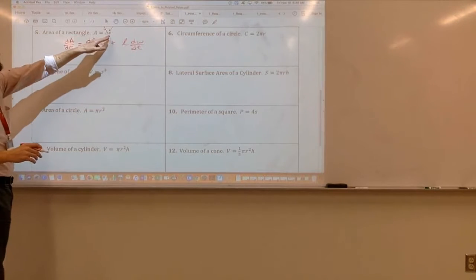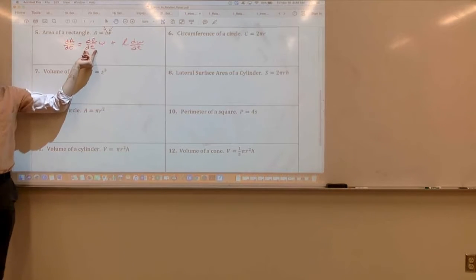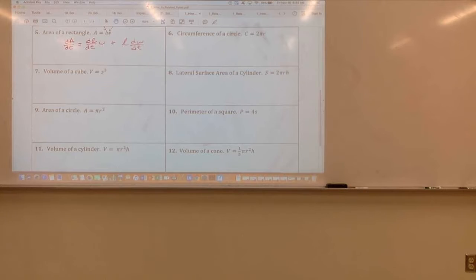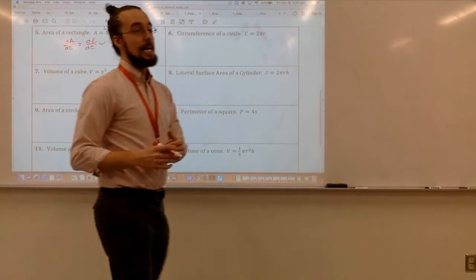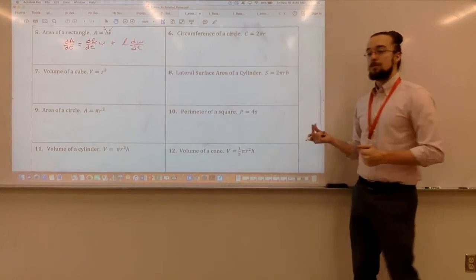I'm treating every single variable as its own function that I have to implicitly differentiate. So every single variable is going to have one of these tacked on when I take the derivative. Just like when we implicitly differentiated for y, every time we solved for y, we had to tack on a dy dx. Here, we're doing that for every single variable.